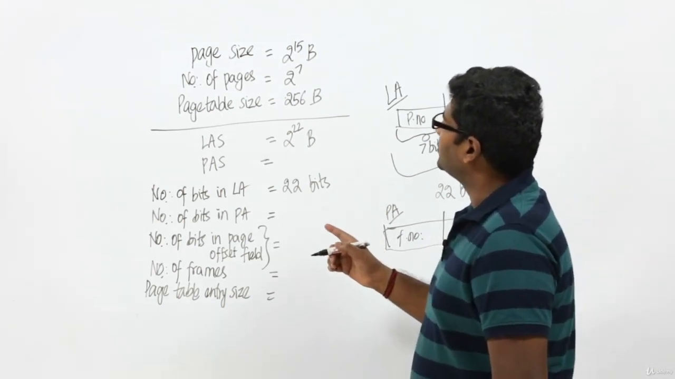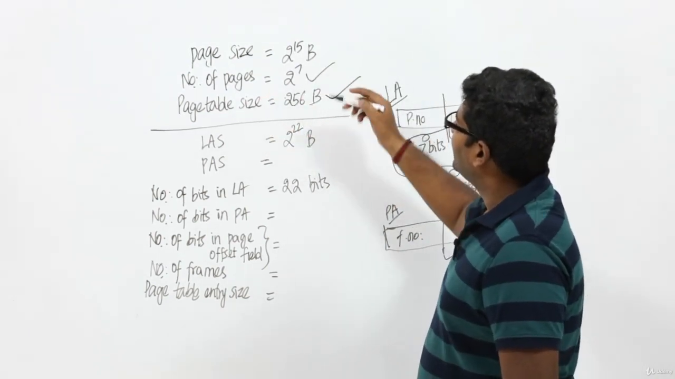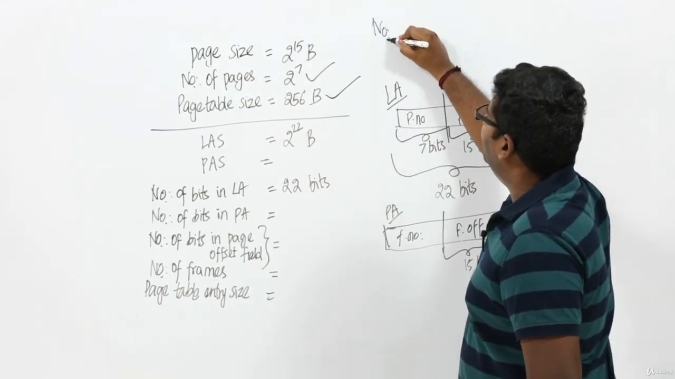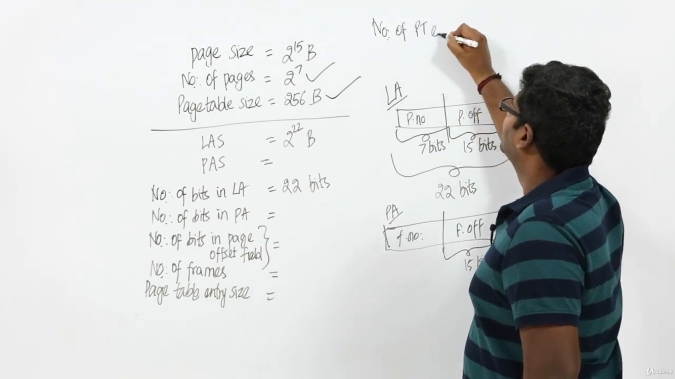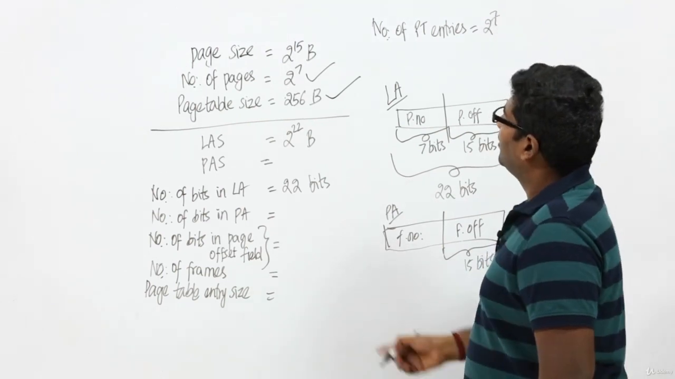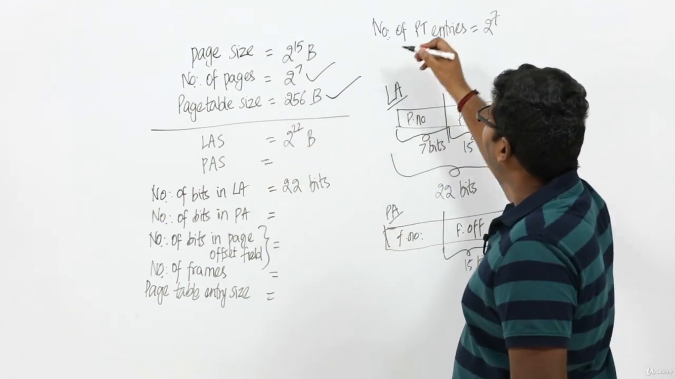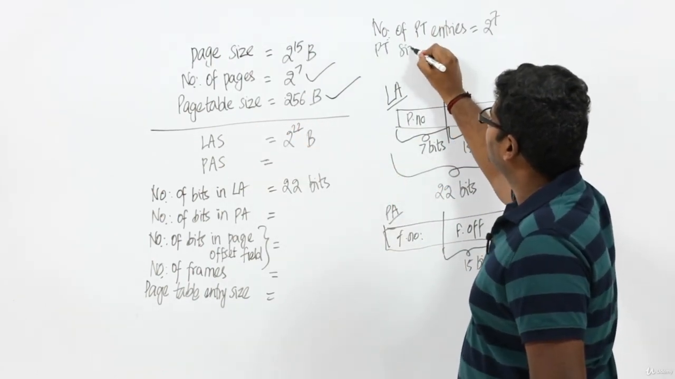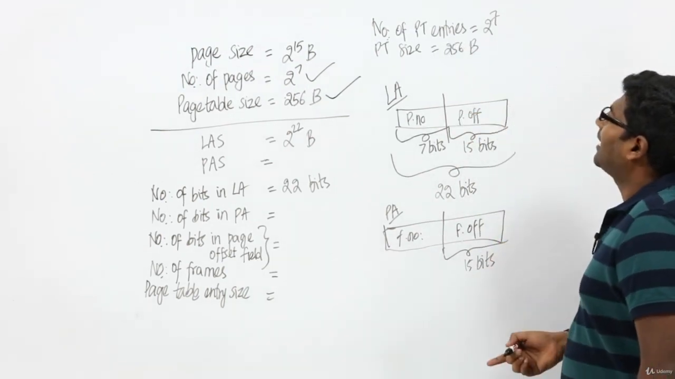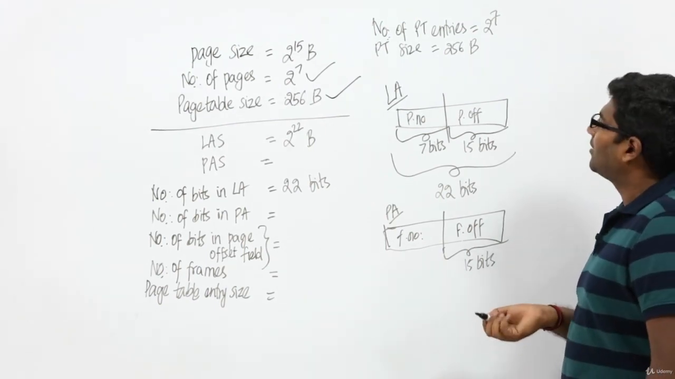They have given two things. One thing is the page table size, and also they have given the number of pages. If the number of pages is 2 power 7, then the number of page table entries will also be 2 power 7, right? Also they have given that the page table size equals 256 bytes. Now from this, can we calculate the size of a single page table entry? We can definitely do that, right?